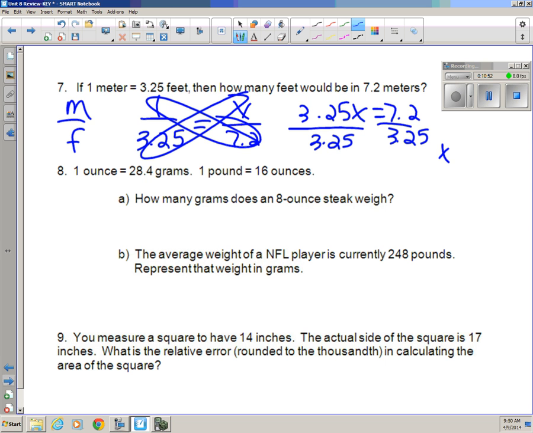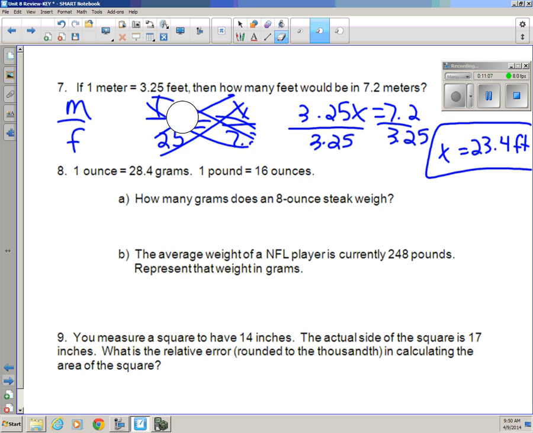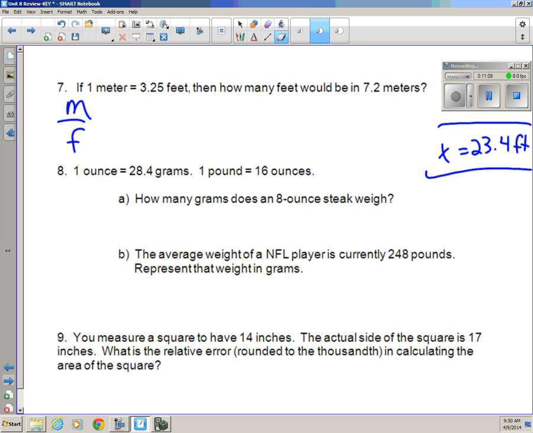And x comes out to be 23.4. And this is just feet. That's what we were trying to find. Oh, no, meters, not feet. I'm sorry. So how many feet? Oh, wait a second. Hold on. I did this completely wrong. Hold on. Sorry, I screwed this up.